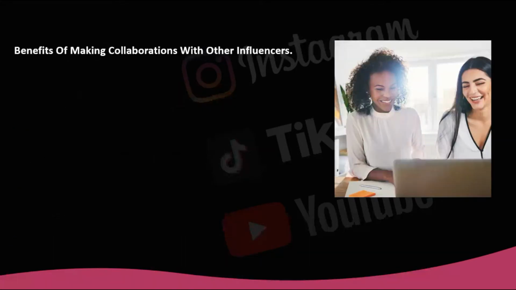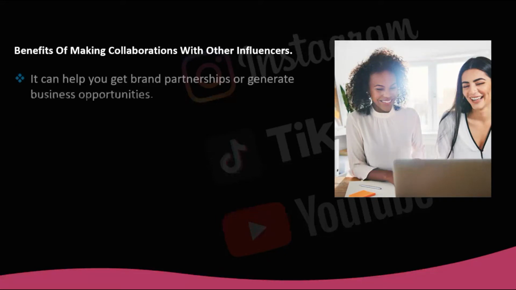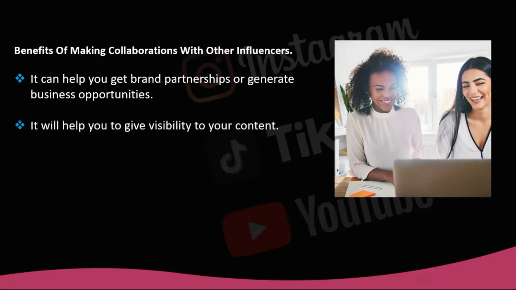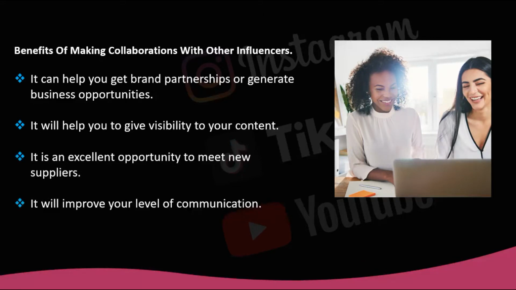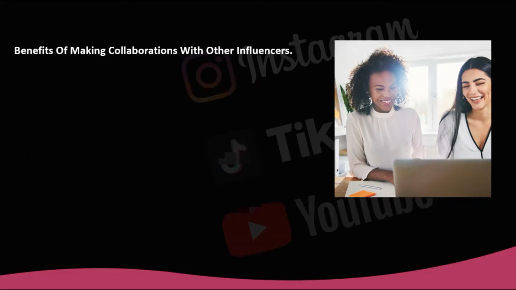Benefits of making collaborations with other influencers. It can help you get brand partnerships or generate business opportunities. It will help you to give visibility to your content and therefore, awaken the interest of a new audience. It is an excellent opportunity to meet new suppliers or brands interested in you. It will improve your level of communication and other professional skills, such as leadership. You will be able to see and meet your competition, even form alliances with them.